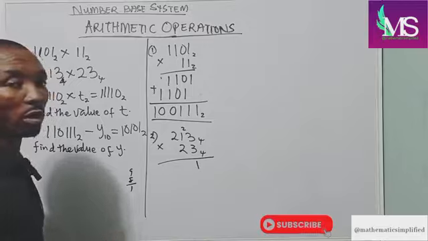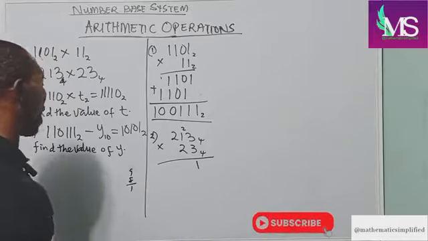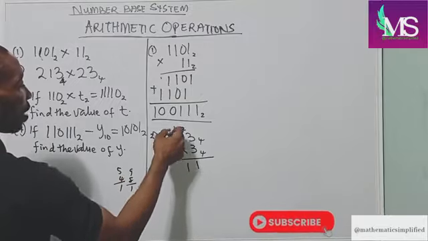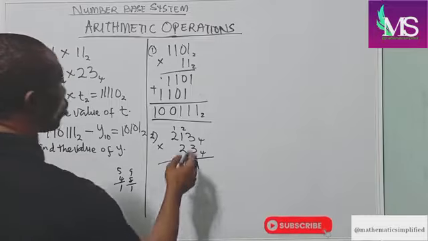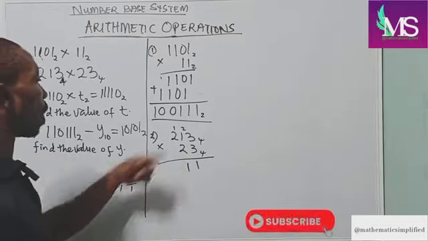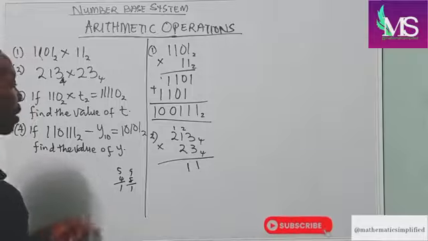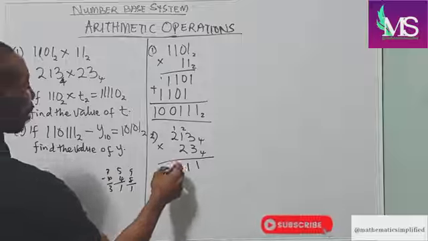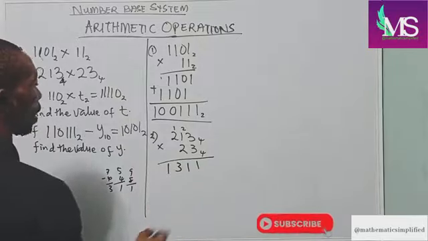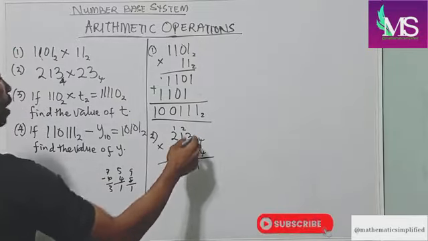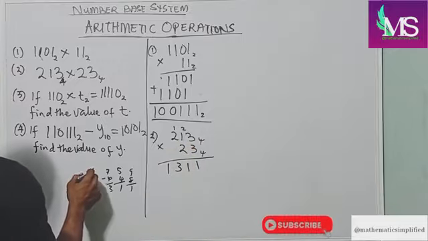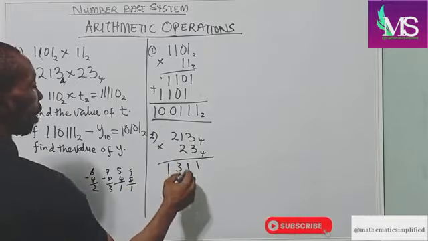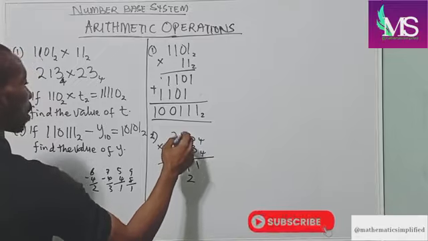3 times 1, 3, plus 2, 5. 5. So 4 into 5, 1, carry 1. Alright, 2 times 3 is 6 plus 1, 7. So 4 into 7, 7 minus 4 will give us 3. So we write down 3, carry 1. Alright, now 2 times 3 is 6. 6 minus 4 will give us 2, carry 1. Okay, so we have 2, carry 1.